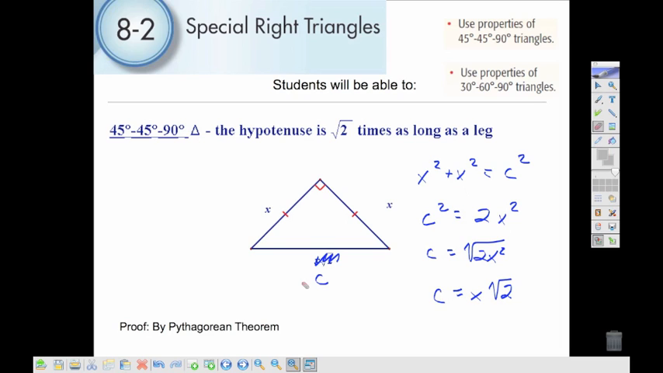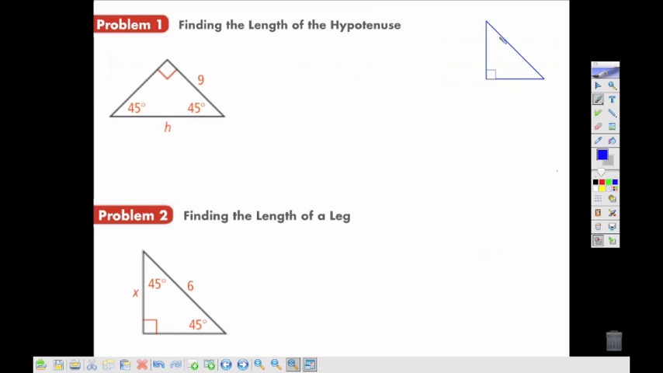And so we can see that that third side is whatever number I had, multiplied by the square root of 2. So if I had 2 here, this would be 2 square root of 2. 3 here, this would be 3 square root of 2. And so we just want to remember that pattern. If this is 1, we multiply by the square root of 2. Those two sides will always be the same.